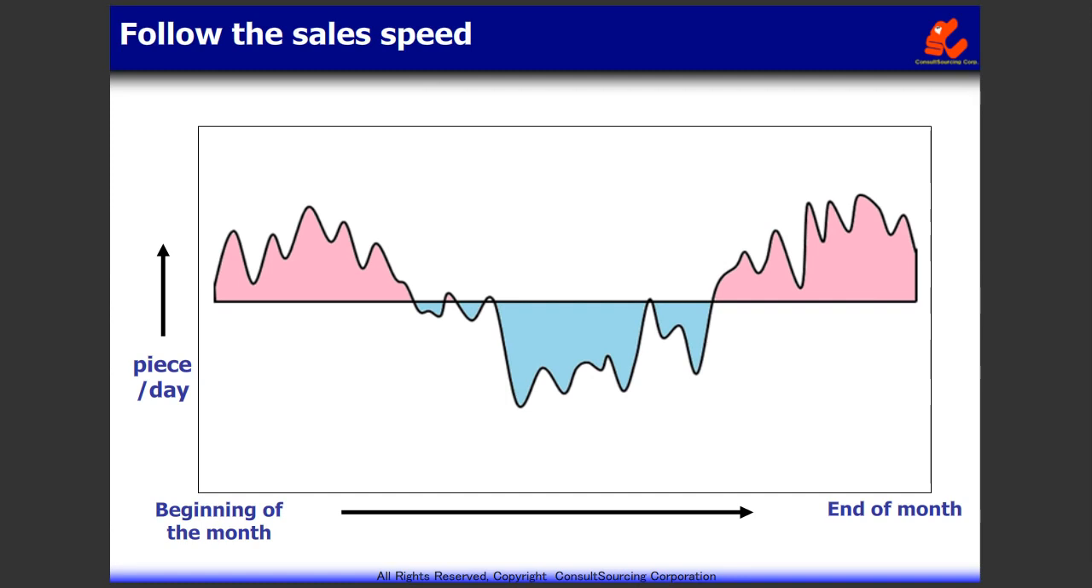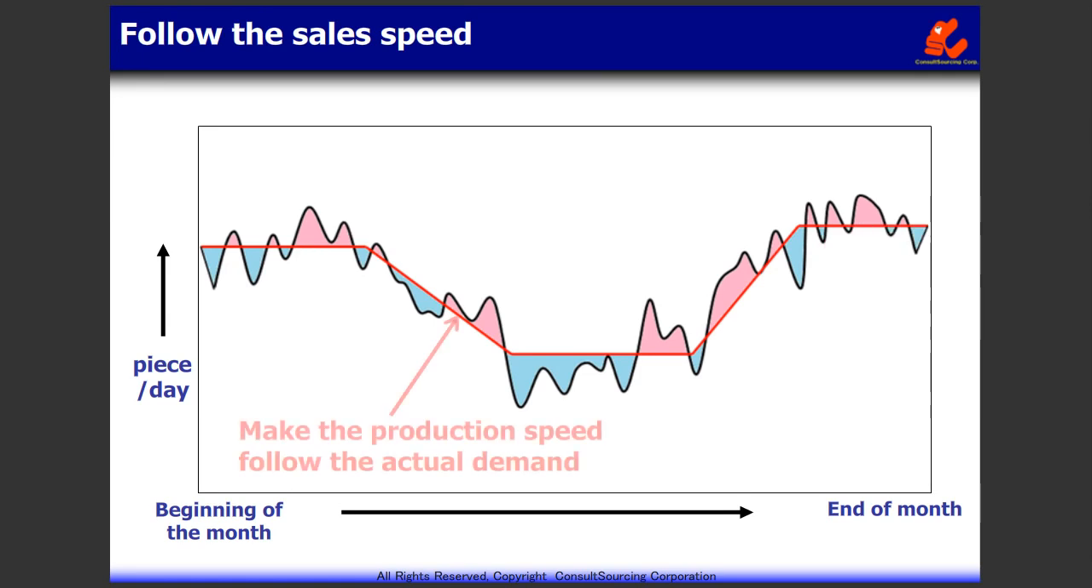To cope with the weak points of the push system production and to eliminate excess stock and stock outs, a company must not simply rely on the demand forecast but also implement a style that is flexible to fluctuations. To achieve this style, the manufacturing speed must follow the sales speed, which reflects the actual demand trend. It is a method in which the production amount is changed according to the demand change.